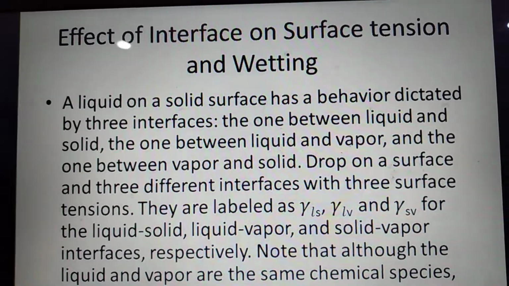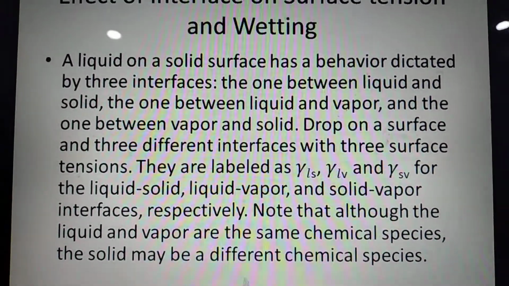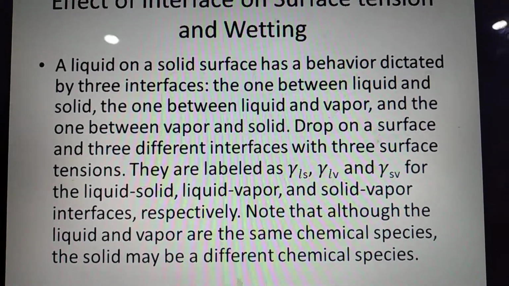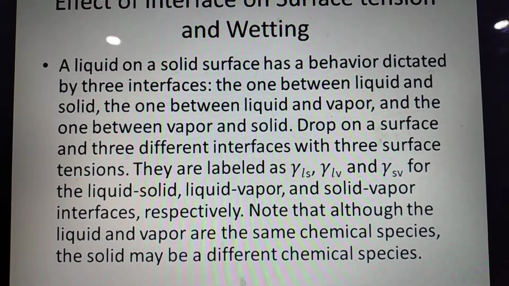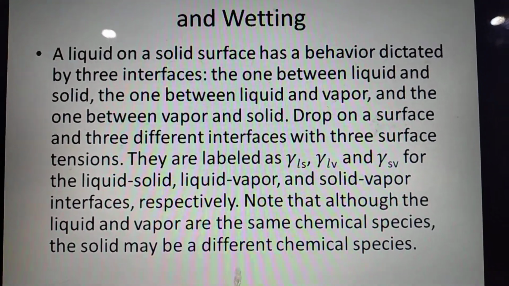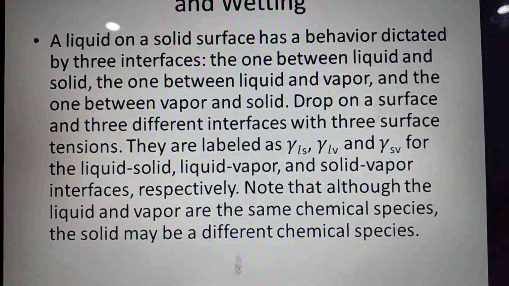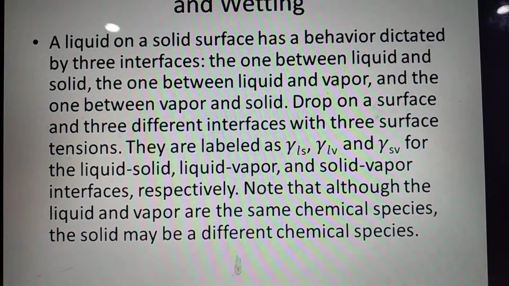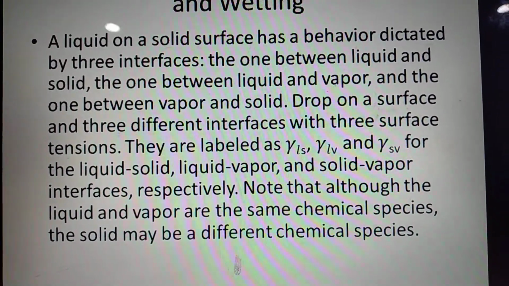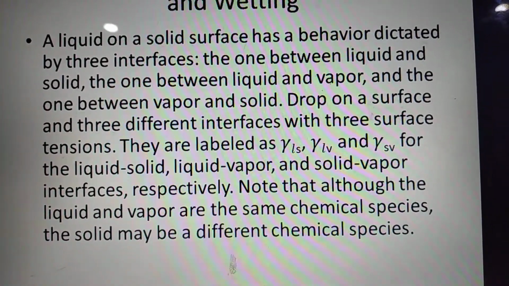And now, the effect of interface on the surface tension. A liquid on a solid surface has a behavior dictated by three interfaces: one between the liquid and the solid, another between the liquid and vapor, and one between the vapor and solid. A drop on the surface has three different interfaces that work as three surfaces. These are labeled gamma LS, gamma LV, and gamma SV: LS means liquid-solid, LV liquid-vapor, and SV solid-vapor.